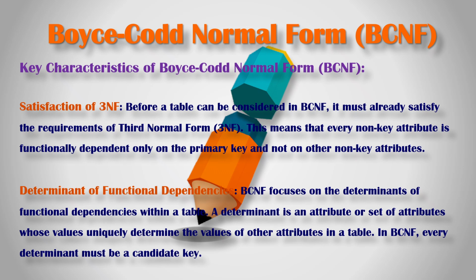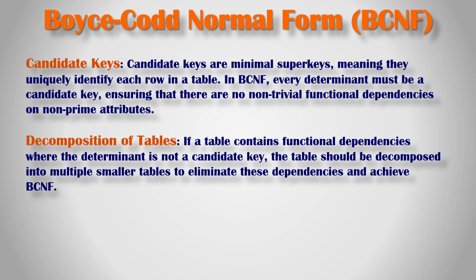BCNF focuses on the determinants of functional dependencies within a table. A determinant is an attribute or set of attributes whose values uniquely determine the values of other attributes in a table. In BCNF, every determinant must be a candidate key. Candidate keys. Candidate keys are minimal superkeys, meaning they uniquely identify each row in a table. In BCNF, every determinant must be a candidate key, ensuring that there are no non-trivial functional dependencies on non-prime attributes.